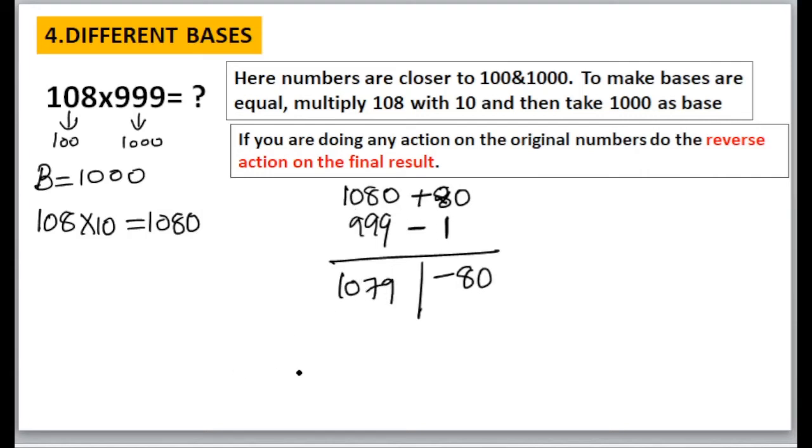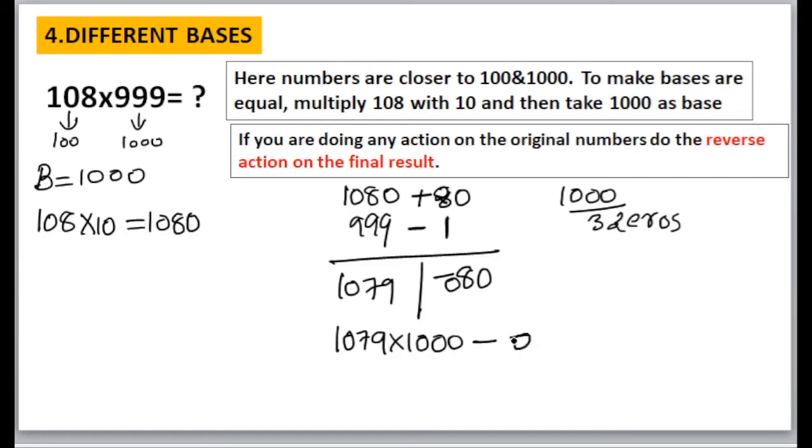This is your LHS. Since you have negative terms in your RHS, you have to multiply your LHS with the base. 1079 into 1000 minus 80. Your base is 1000, you have 3 zeros. So you put a 0 here, minus 080. That is 1079000 minus 80. That is 1079 minus 1 is equal to 1078. 1000 minus 80 is equal to 920.